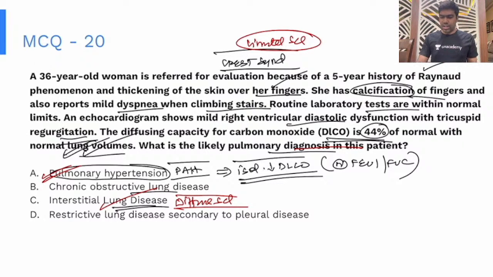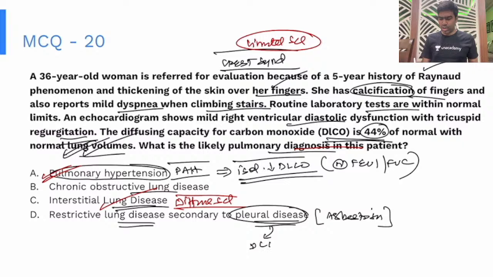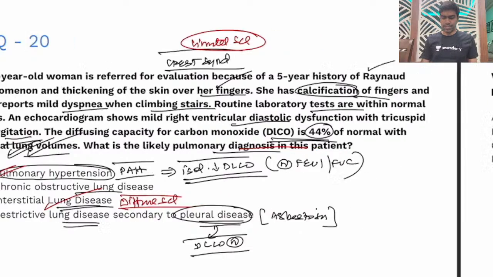Restrictive lung disease secondary to pleural disease usually tends to occur in conditions like asbestosis. Asbestosis is the one that's going to produce RLD secondary to pleural disease. But if it's a restrictive lung disease secondary to pleural disease, your DLCO would have been normal. DLCO cannot drop in patients with extraparenchymal disease or extrinsic RLD. So ideally that rules out option D also. The right answer for this question is option A.